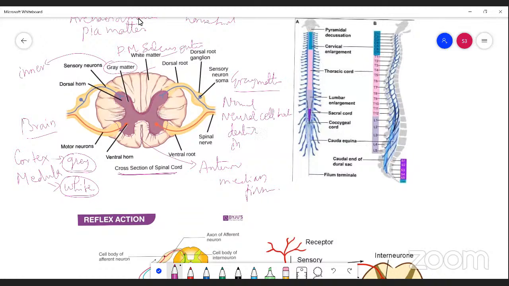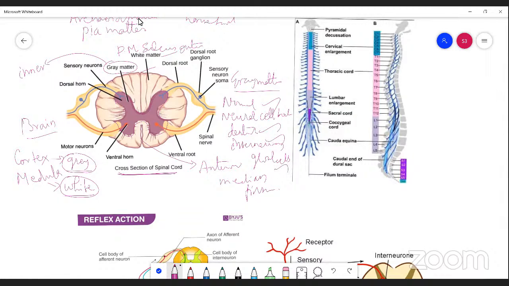Interneuron, glial cells. Interneuron and glial cells. Do you understand? The gray matter is in the spinal cord. The gray matter is present in the inside region. Okay, this gray matter consists of neural cell bodies, dendrites, interneurons, and glial cells.